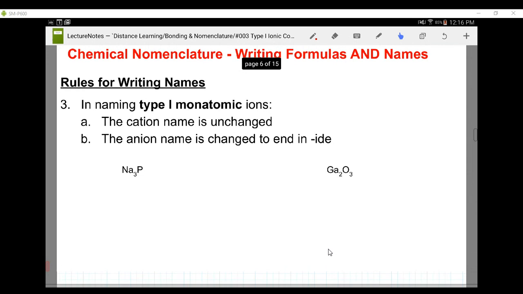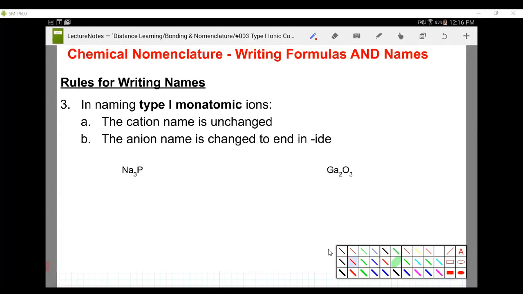In naming these compounds, we have to identify first what is the cation, what is the anion. We know that the cations are generally going to be metals. So I'm splitting each of these compounds here between the metal, sodium in the first one, gallium in the second one, and the nonmetal. The cation is just whatever the element is called. It doesn't change in any way. So on the left we have sodium. On the right we have gallium.